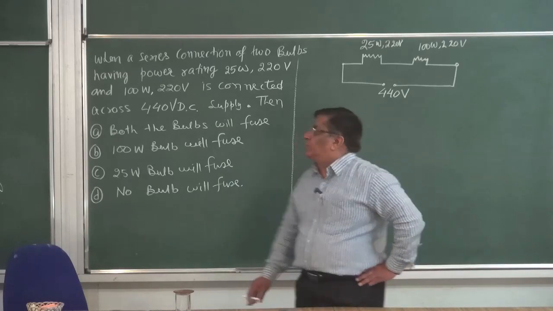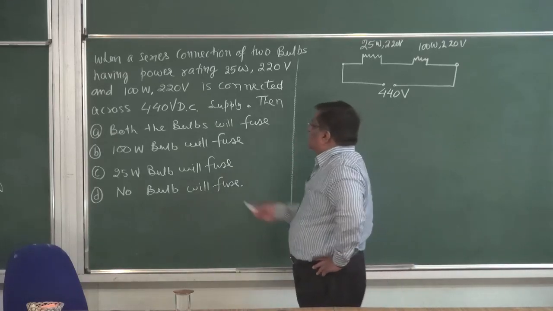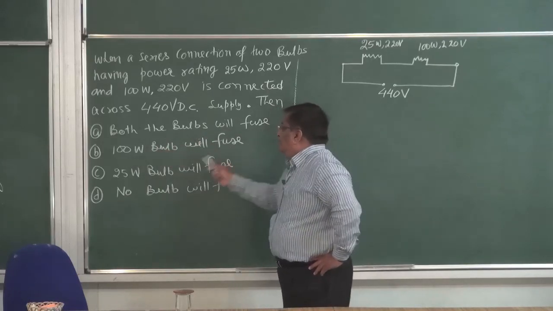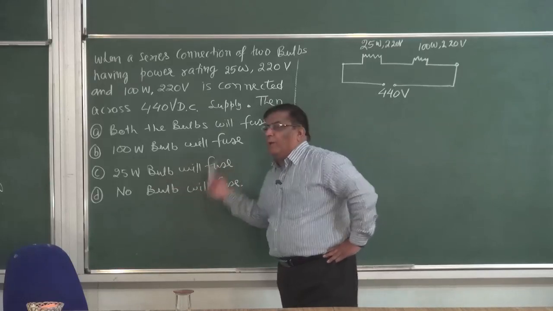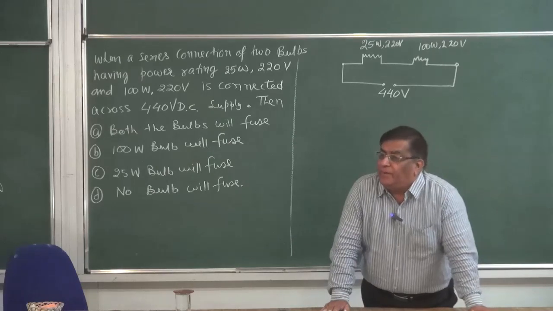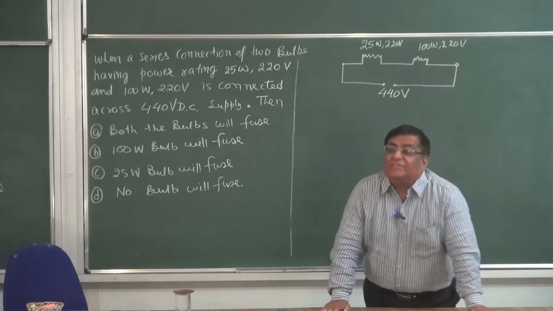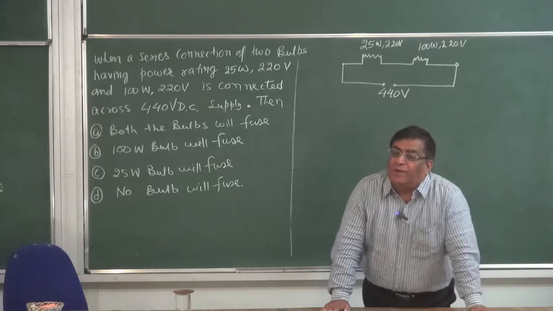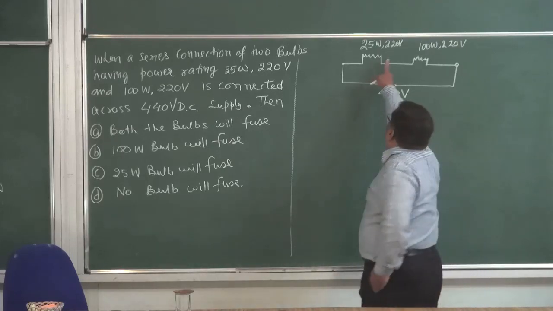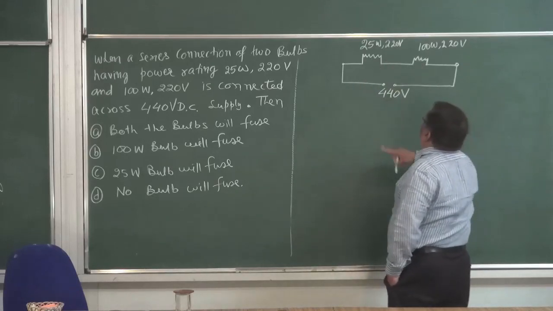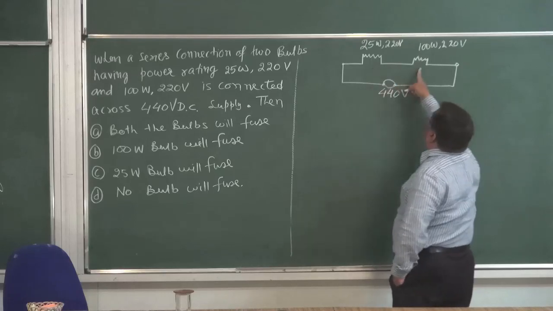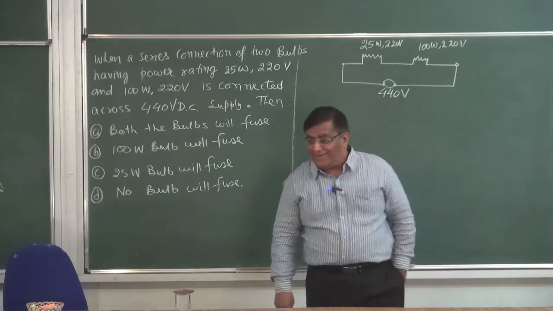Okay, now what is our question? Our question is: will both the bulbs fuse, one bulb fuse, the second bulb fuse, or no bulb fuse? I have told you what will happen to the fuse if the voltage gets more. Who will get more? The rating is written on it. Here the rating is 220 volt, this is also 220 volt. We have 440 volt, we will take both half and half, 220, 220.